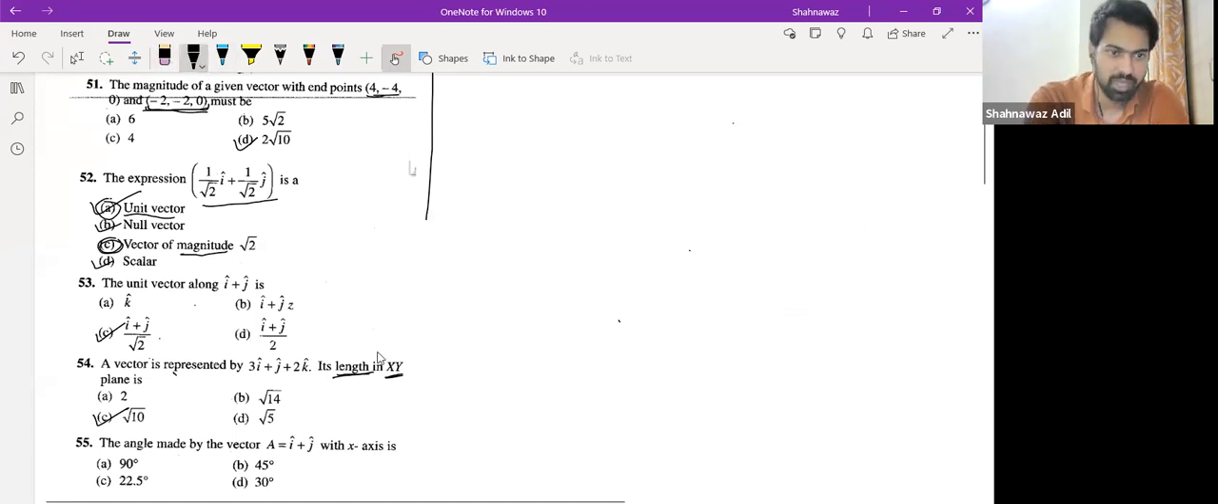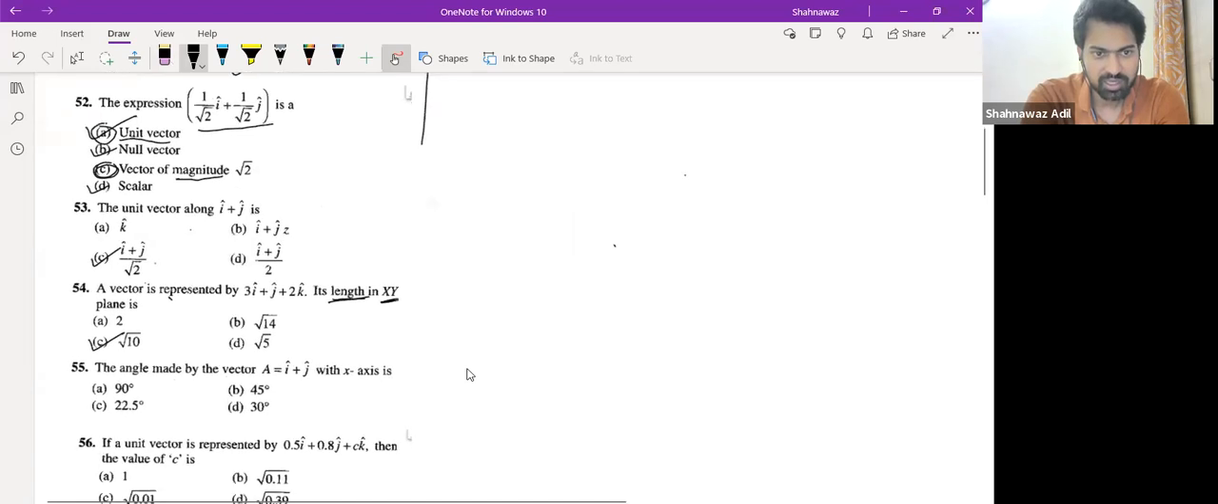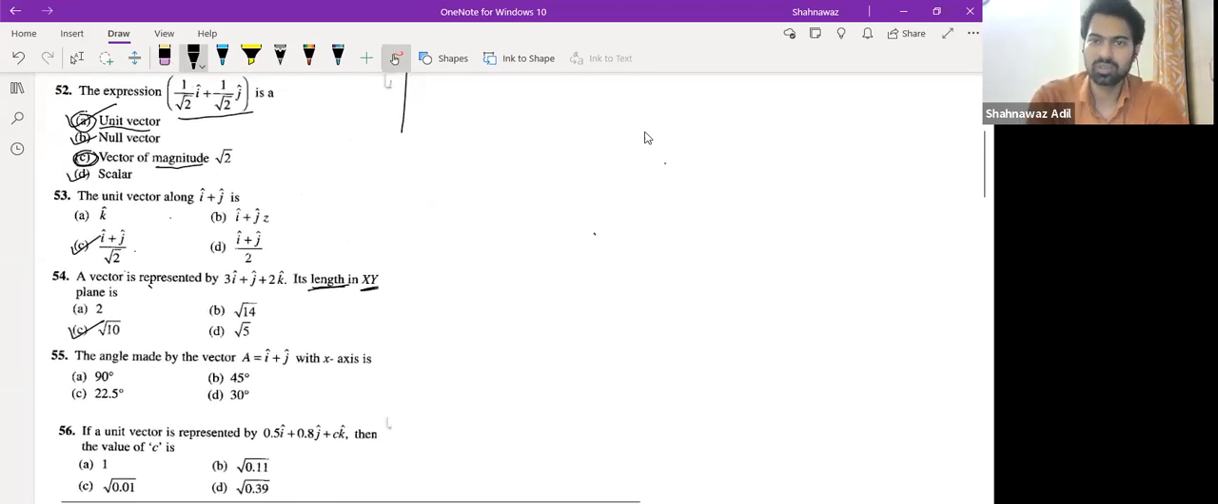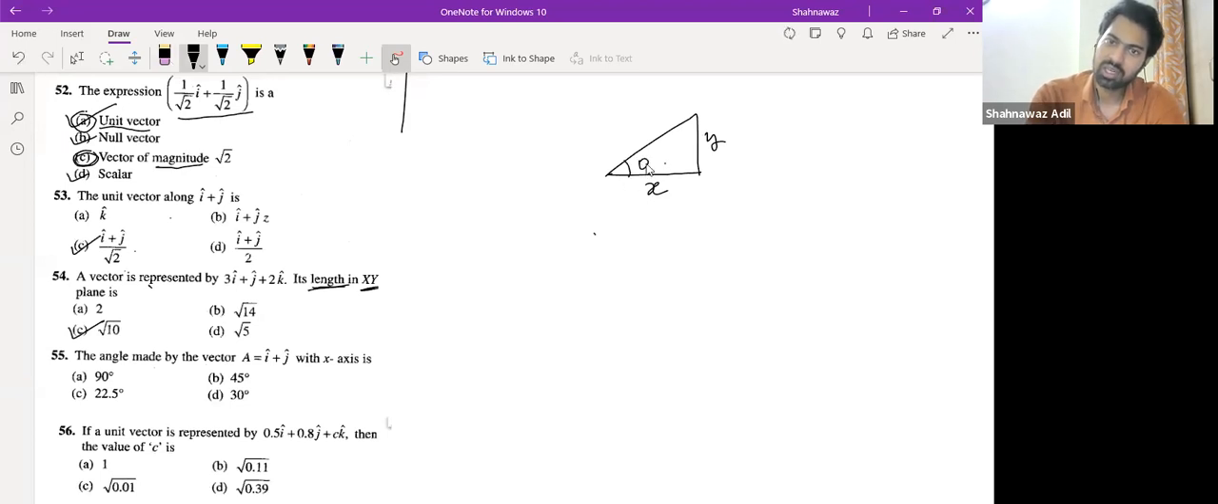Okay, so the next question: the angle made by vector i plus j. Before I do this question, let me ask you this. We have this y, this x, and this is theta. How are x, y, and theta related? Can you guys tell me what relates theta, x, and y together?